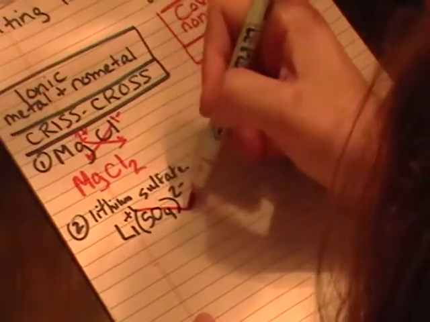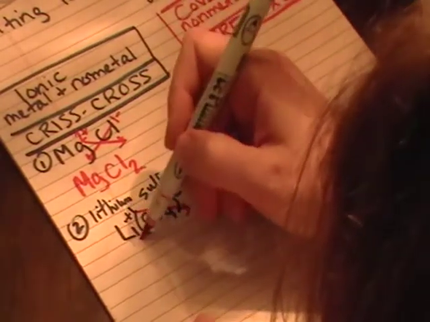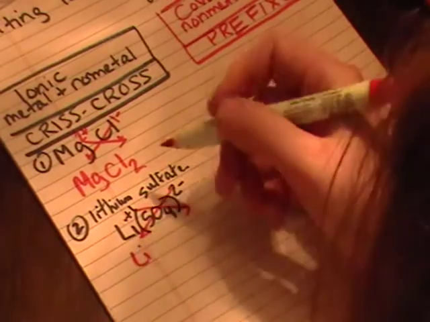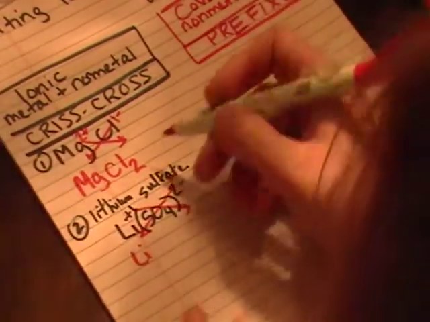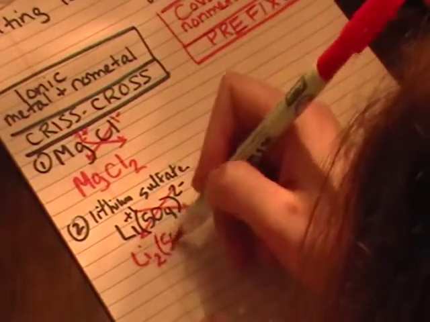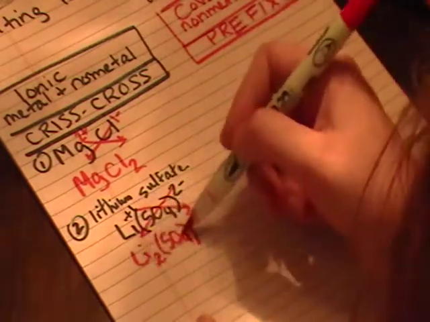So lithium, I'm going to take that down here. I'm going to take the 2 down here. Again, I'm going to drop the charges, so the result is lithium, 2 comes down, and sulfate, the 1 comes down, so I just leave it like that. This is lithium sulfate.